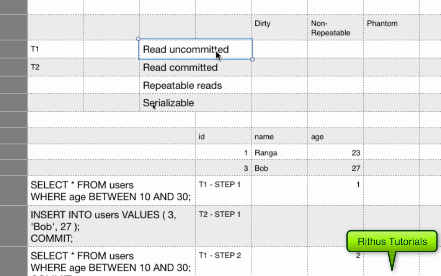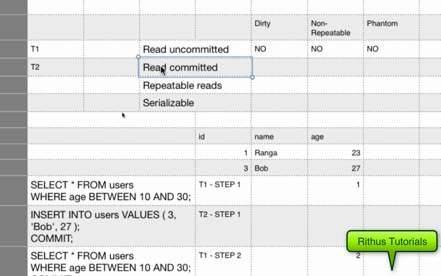So if a transaction updates whatever is in the database, whether it's committed or uncommitted doesn't really matter. It would just give that value back. So that's basically called read uncommitted. In the read uncommitted transaction isolation level, dirty reads are not solved, non-repeatable reads are not solved, so the rest are not solved at all.